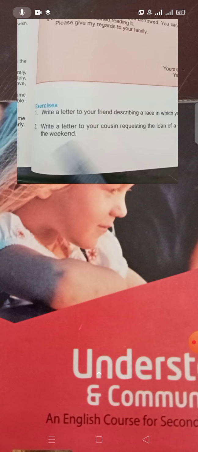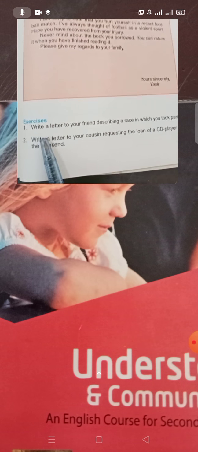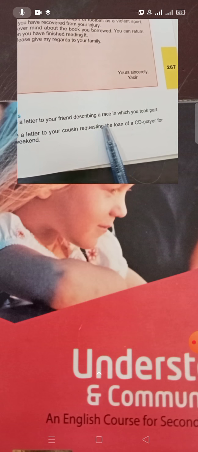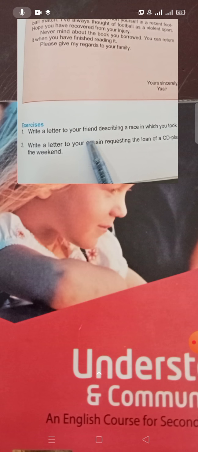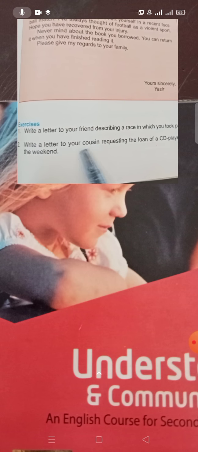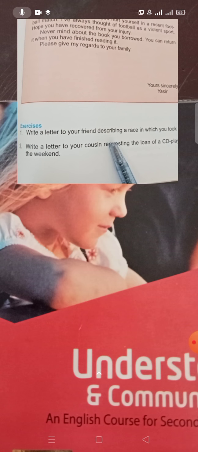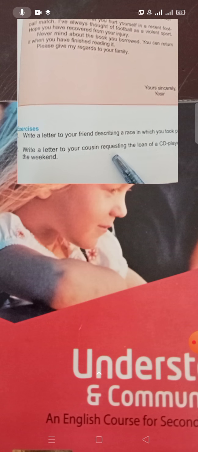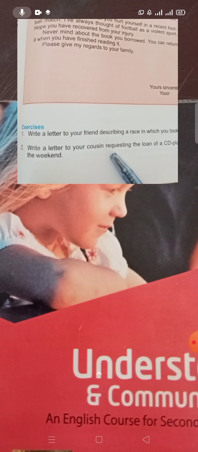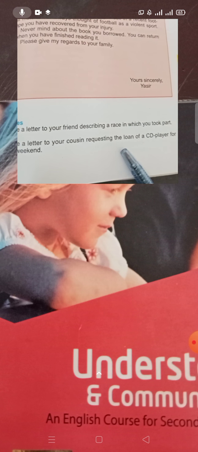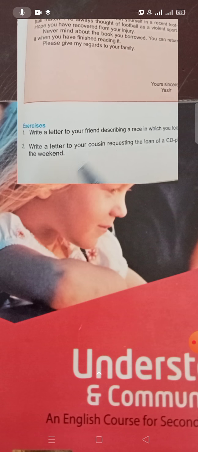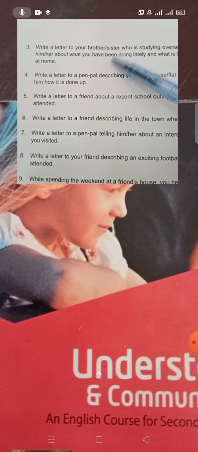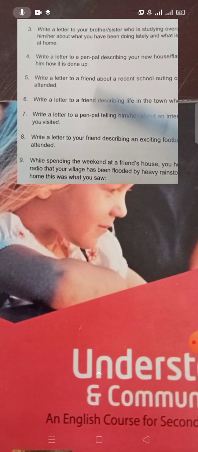Now what do you have to do? It is your home task. Exercises: write a letter to your friend describing a race in which you took part. You are going to write a friendly letter to your friend, as you recently took part in a race, and describe how your experience was. Another exercise: requesting the loan of a CD player for the weekend. So you have to write a letter. Then there are other exercises; you have to pick out one.